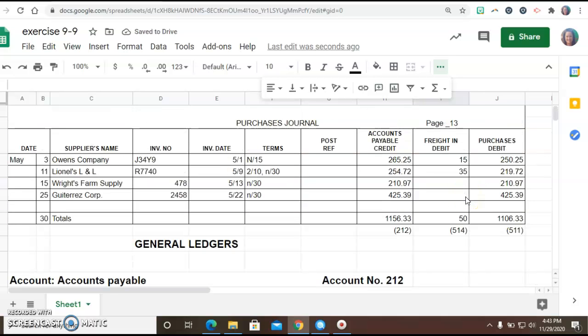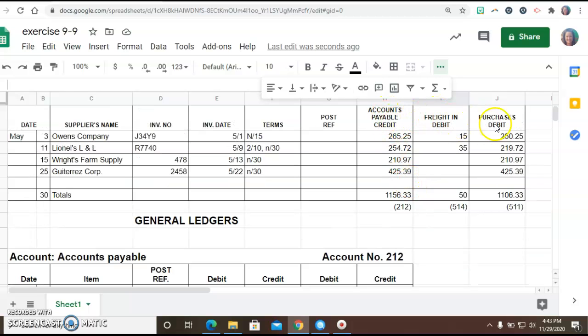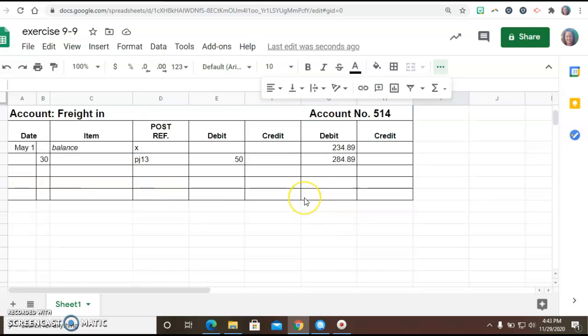So again, complete your purchases journal. Make sure you total and then post each one of these three into their general ledger for your work together today. So this is your work together. I want you guys to go ahead and finish exercise 9-10 that you started yesterday. Please complete the purchases portion of it.